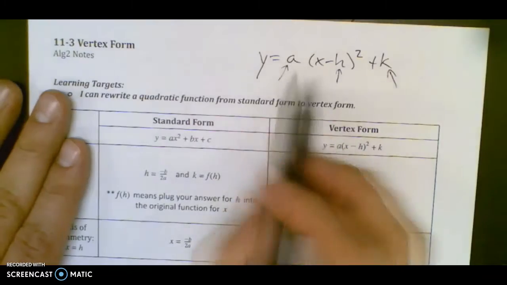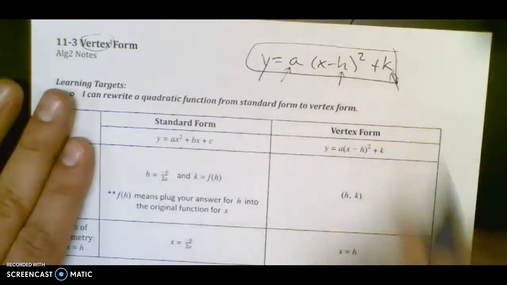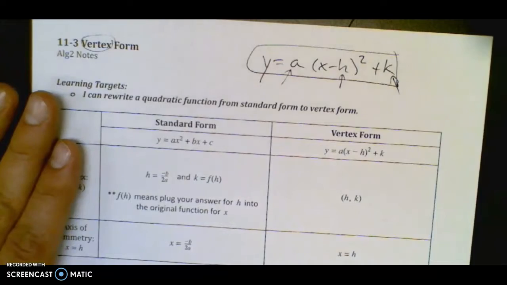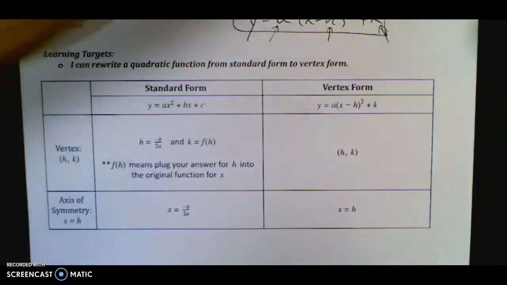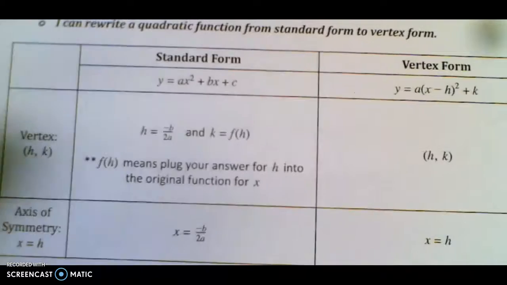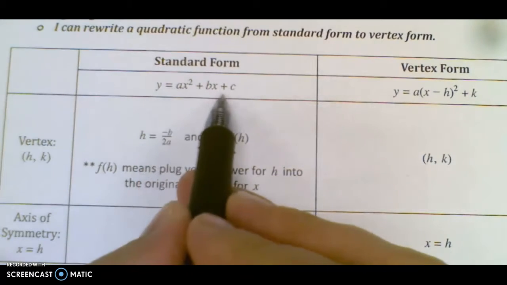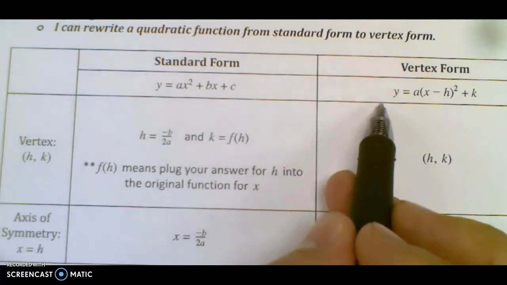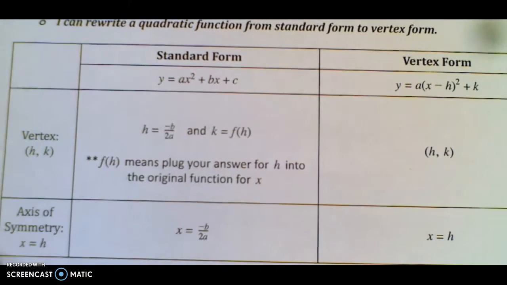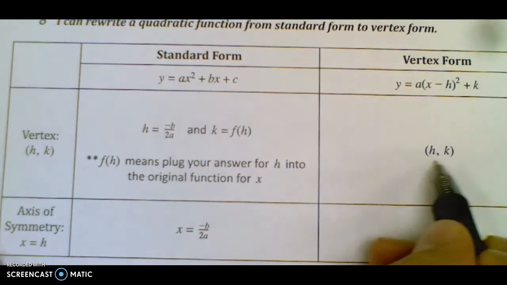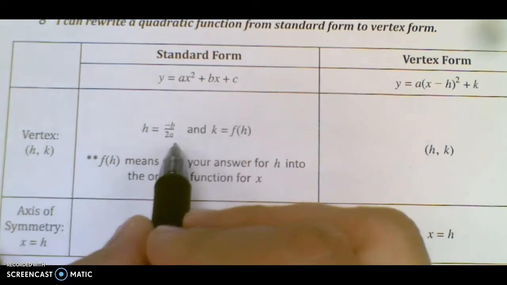So when something's written in this form, which is called vertex form, because you can tell where the vertex is, then it's really easy to graph. So if you look at these here, to turn something that looks like this, standard form, into vertex form, you can actually do it pretty easily. And it's kind of nice because you can find the vertex, h comma k, with this handy little formula.